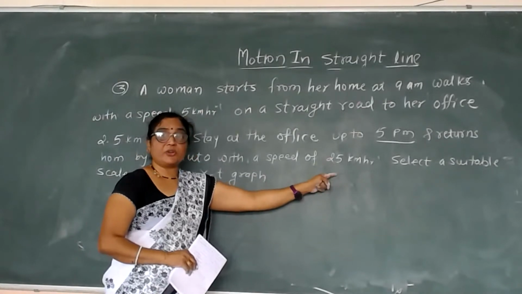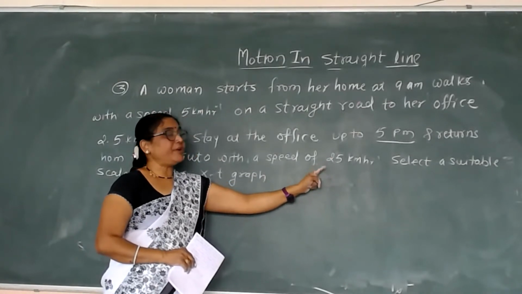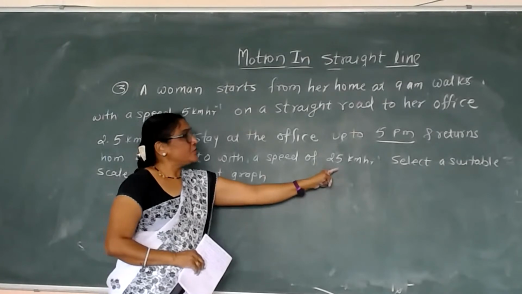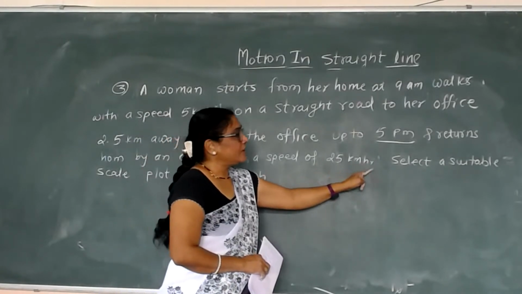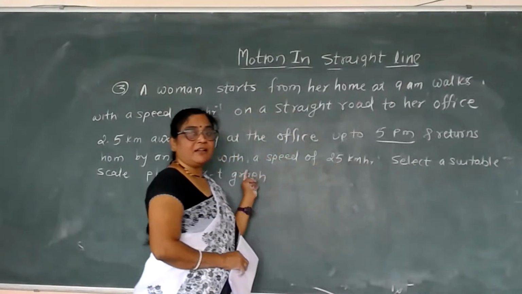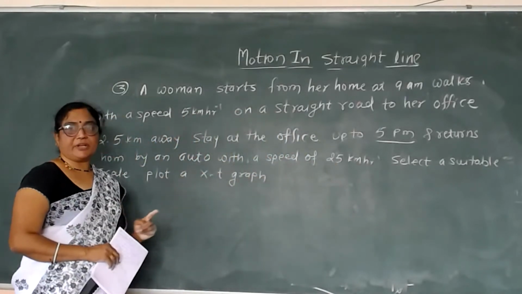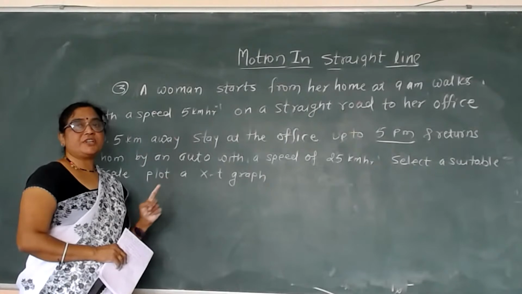Means the speed of the auto is more than the speed of that woman. So 25 km per hour. Select a suitable scale and draw a position-time graph. So draw the position-time graph.